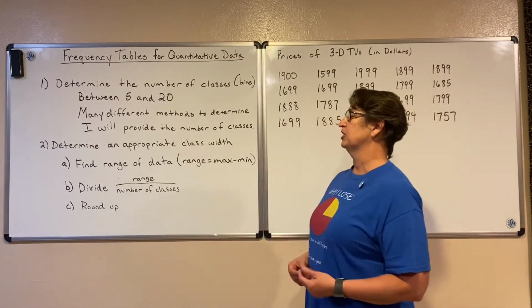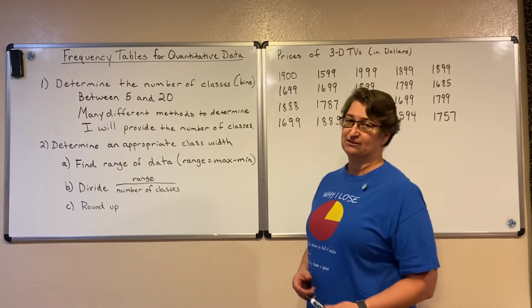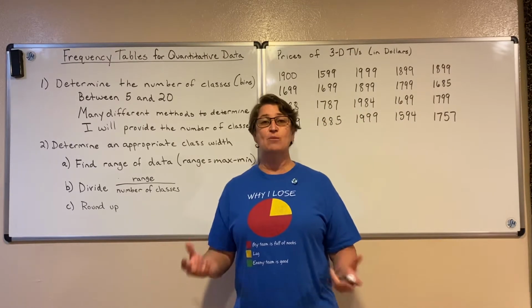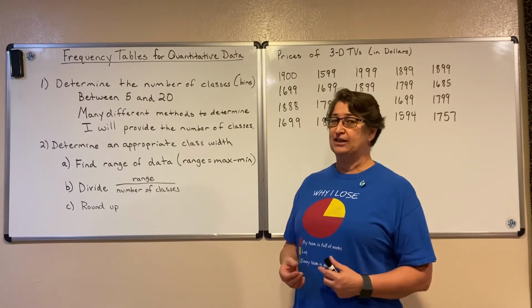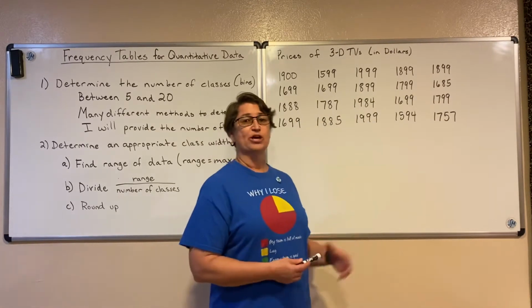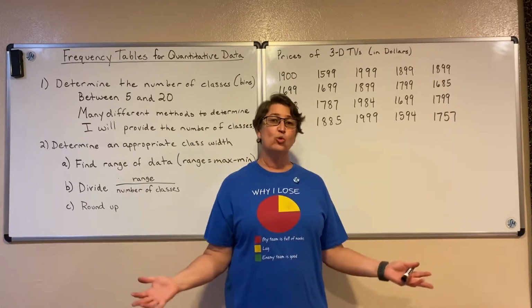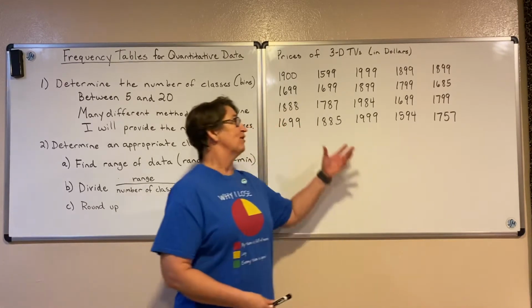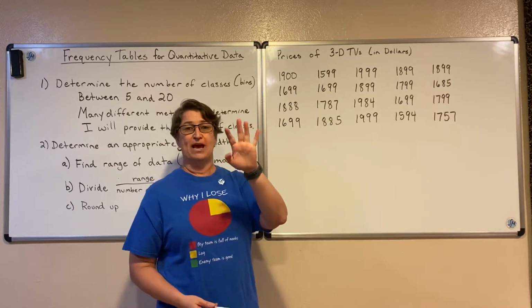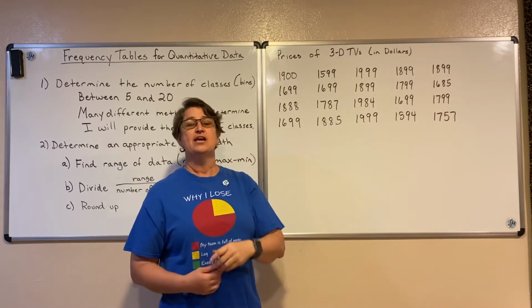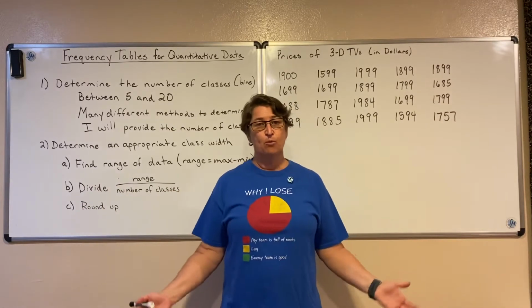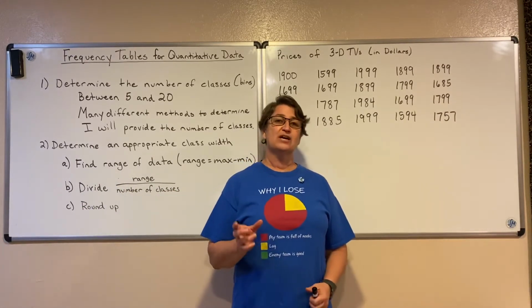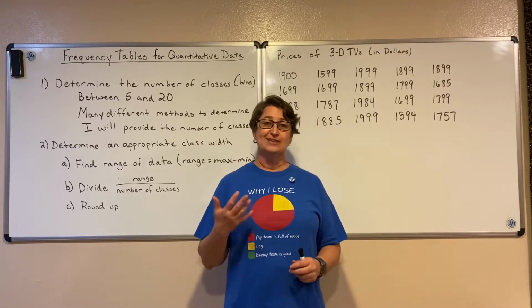So the first thing we're going to do is determine the number of classes or bins that we want. How many categories do we want? And usually, depending on our data set, we're going to have between 5 and 20 classes. Now, if we have a small data set, we're going to probably have a small number of classes. If we have a large data set, then we're going to have maybe more classes. We just want the classes to show our data.